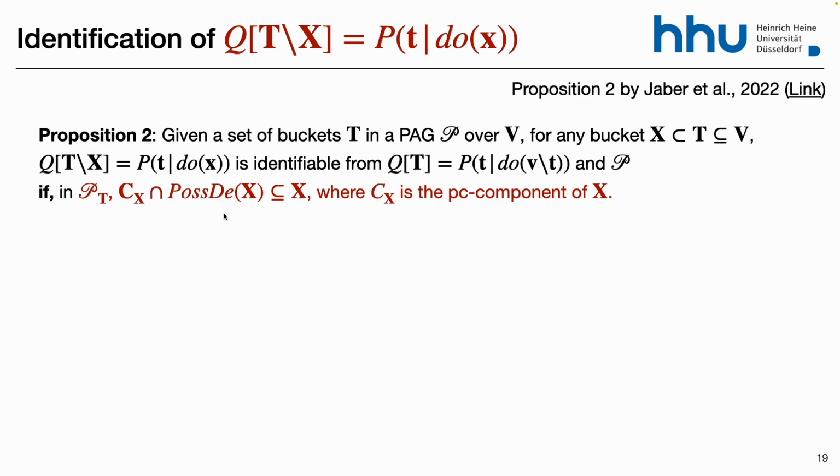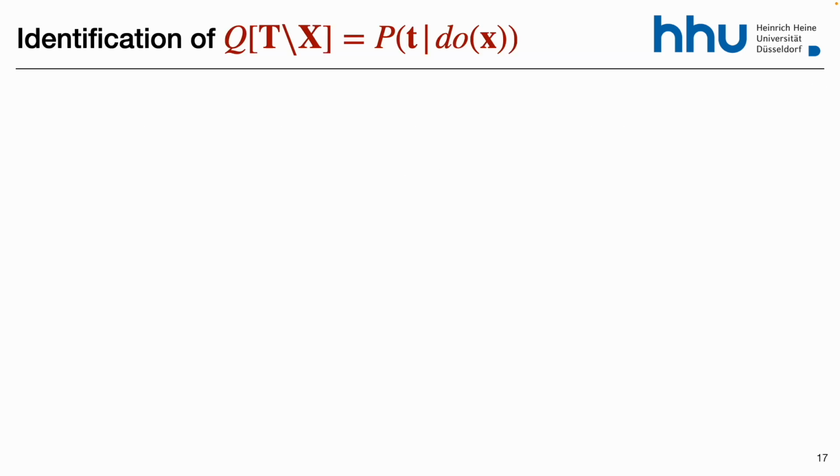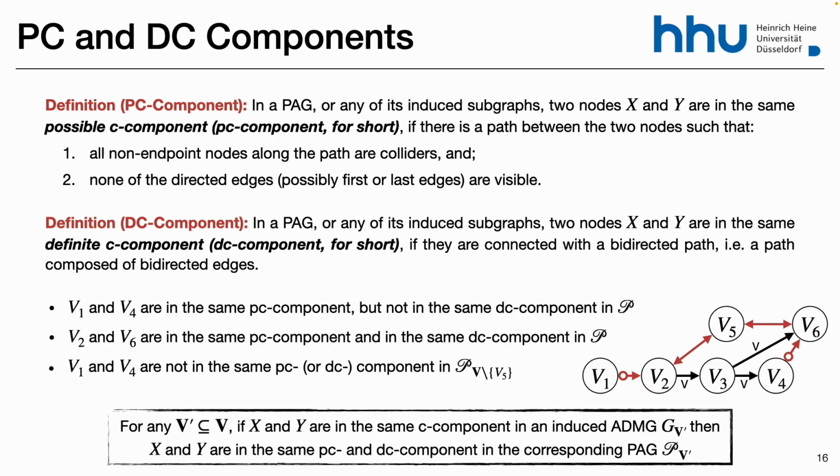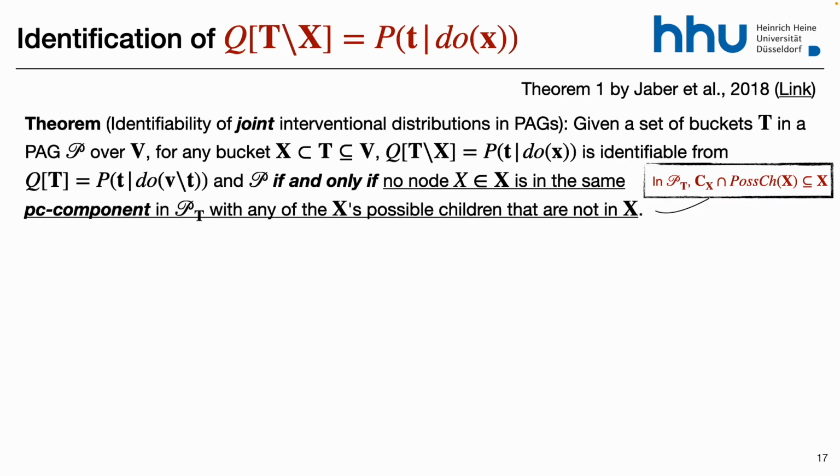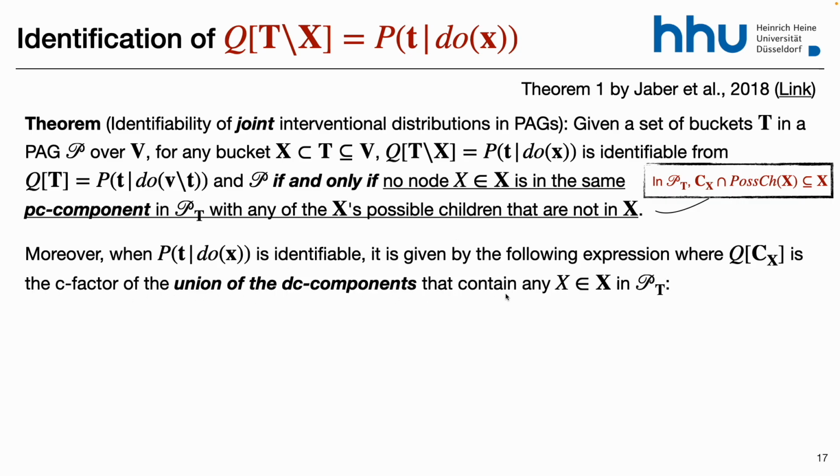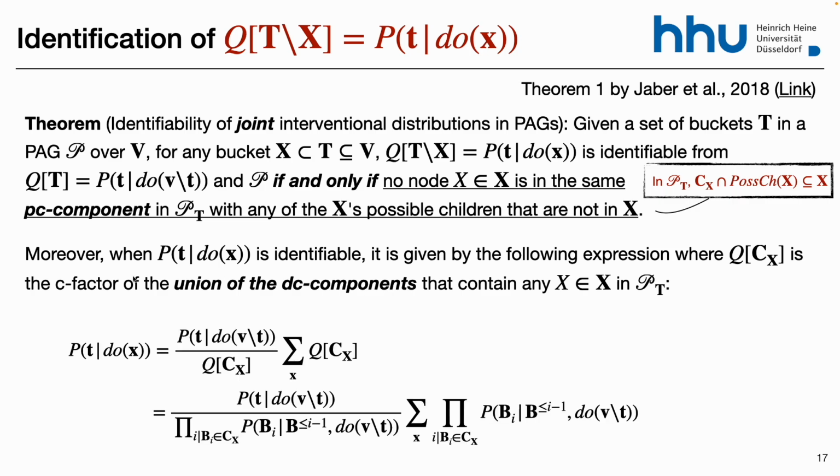I have one question. I think like 2 slides before we didn't have possible descendants but possible children. Right, so this is what I said. This is true, the possible children. The theorem is correct, but there are two differences here. One is that it's in terms of possible children, and the other is that the C-components of x are the definite C-components, the DC-components. So this gives you this equation for the probability of t minus given do x.